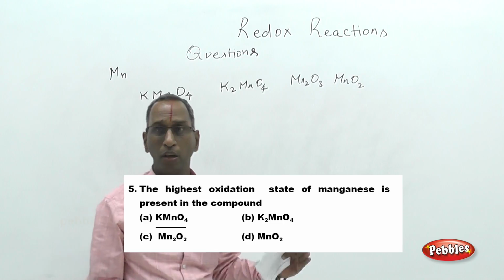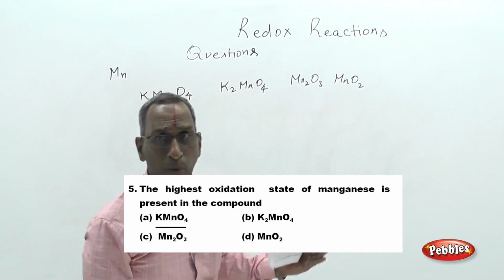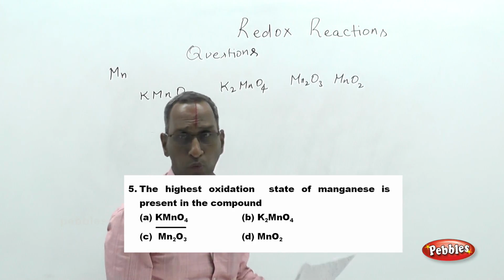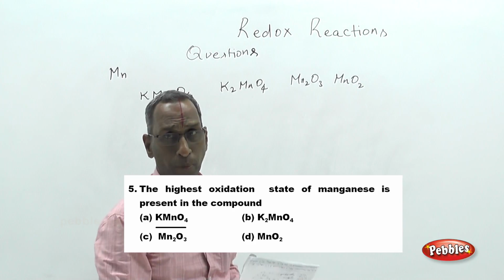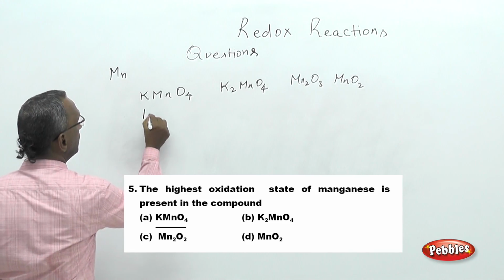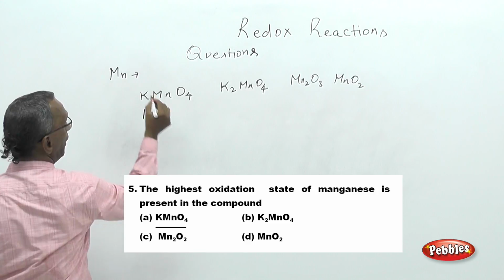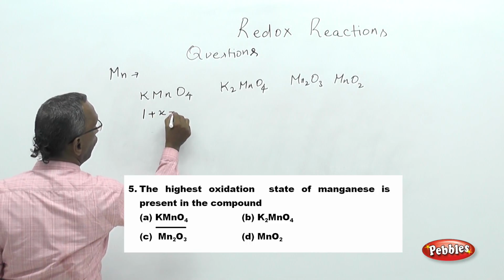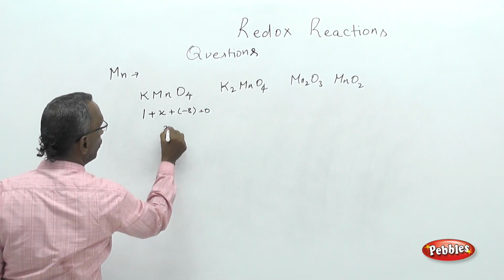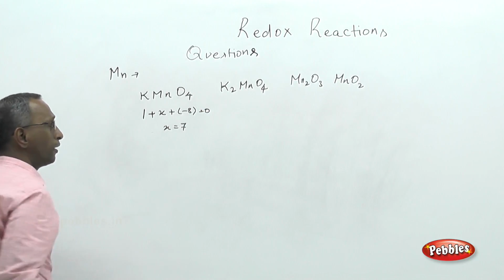So oxygen oxidation number is always minus 2. Potassium is an alkali metal, a first group metal. Its valency is plus 1, and its oxidation state is also plus 1. So 1 plus manganese x plus 4 into minus 2, minus 8. So x equals 7. This is the solution, 7.